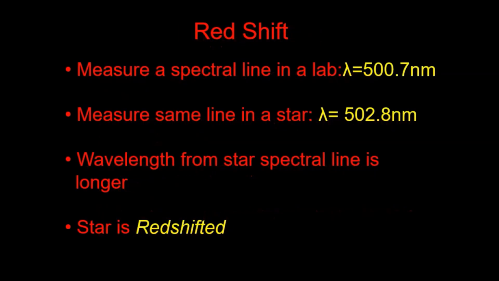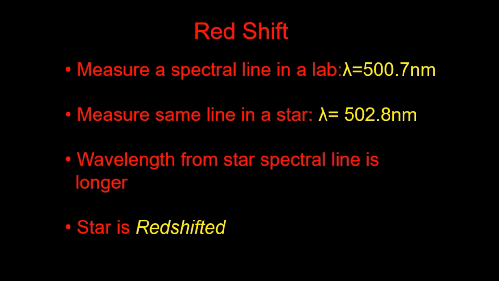So when we're talking about redshift in terms of astronomy, if we measure a spectral line, that's an emission line that's given out by a particular star, we will see, say, a wavelength of 500.7 nanometers. If we measure the same line for a moving star, so we can simulate one in the lab, measure the same line for a star that's traveling through space, we'll end up with 502.8 nanometers.